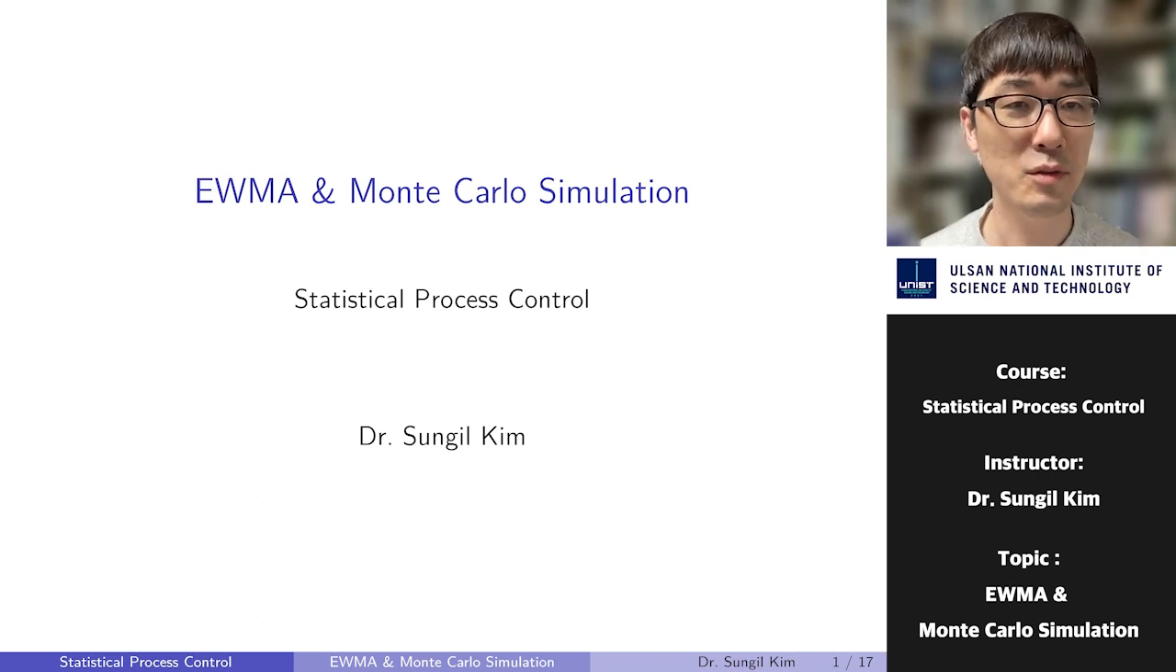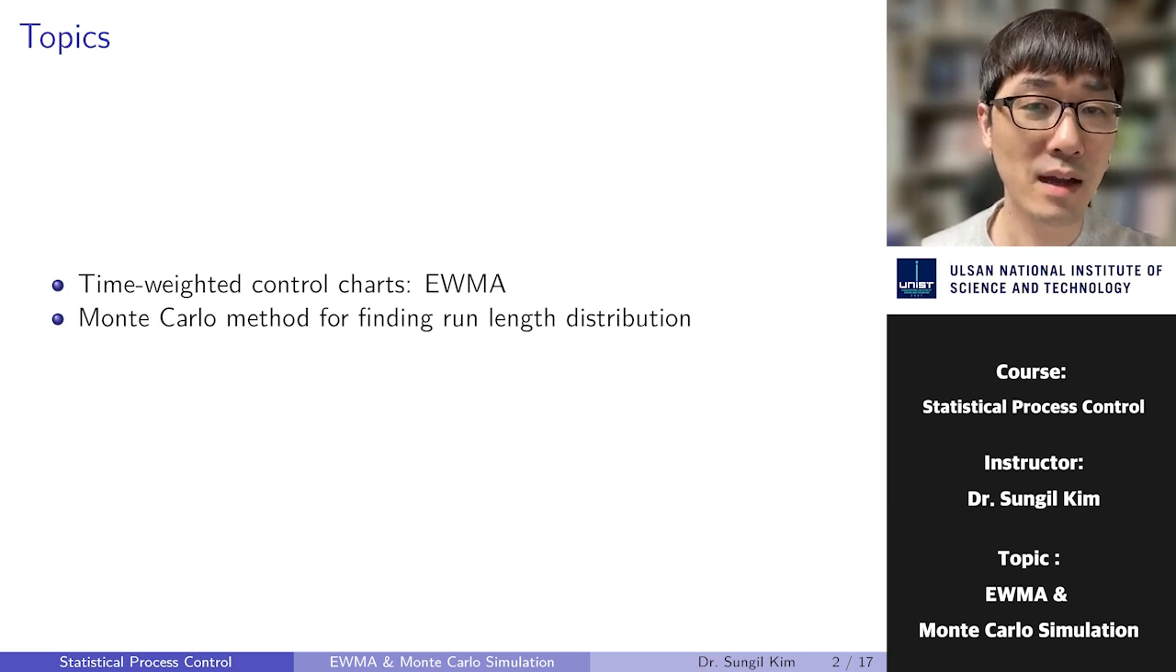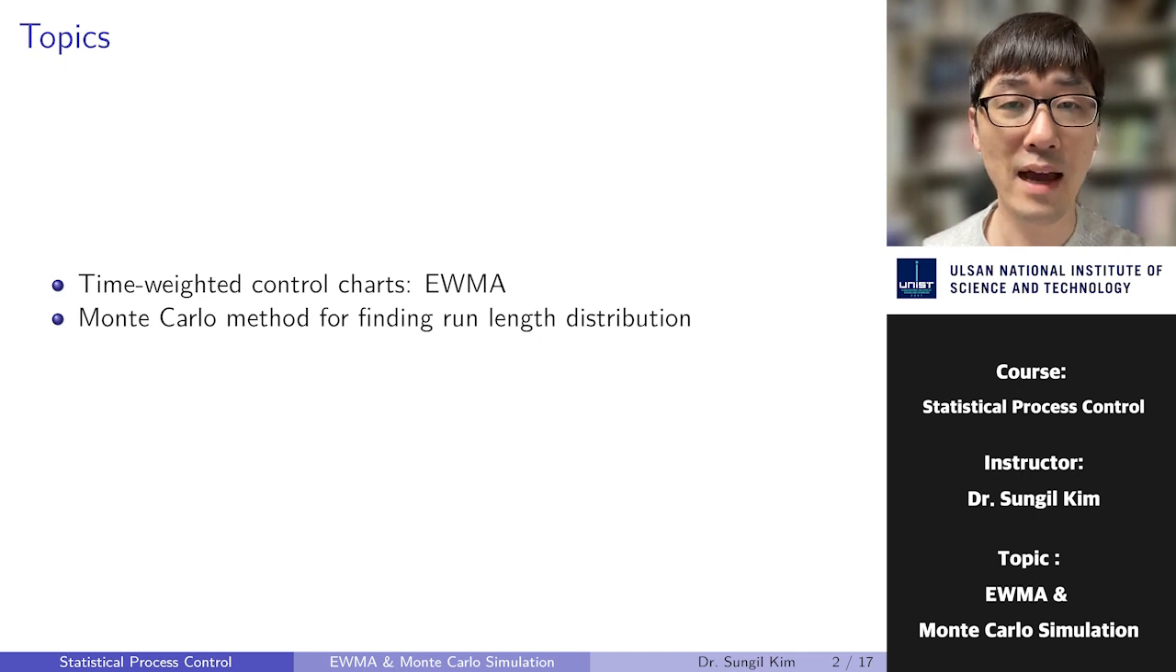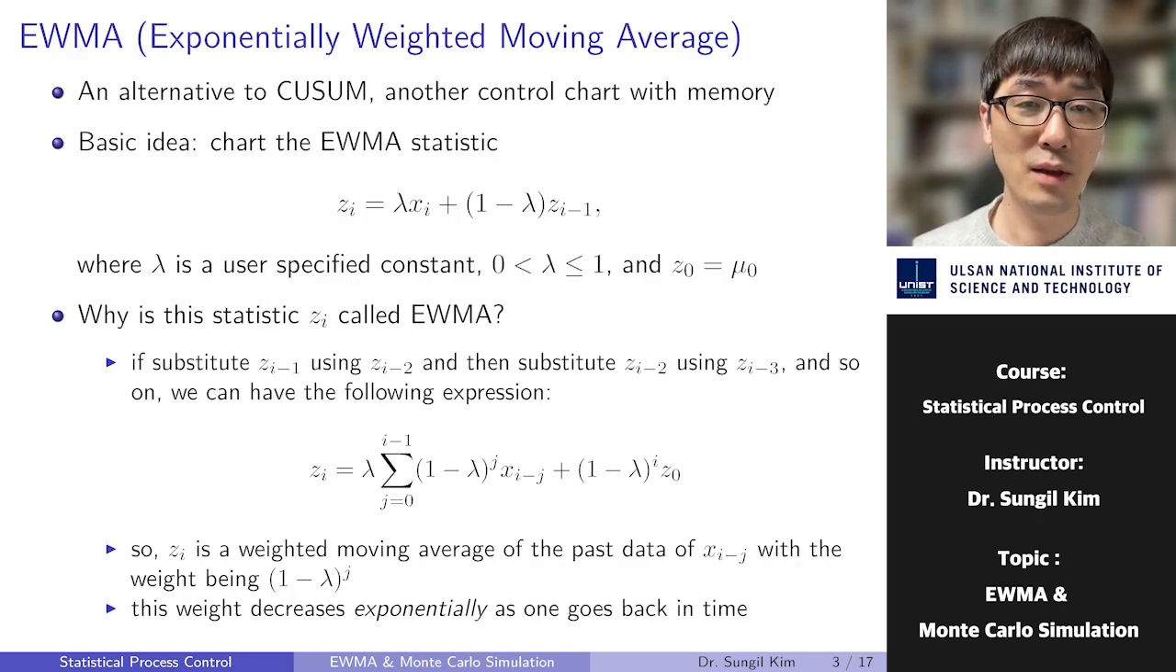Hello, everyone. Today we continue to talk about another time-weighted control chart, EWMA. And then I'm going to introduce the Monte Carlo method for finding run length distribution for time-weighted control charts. EWMA stands for exponentially weighted moving average.